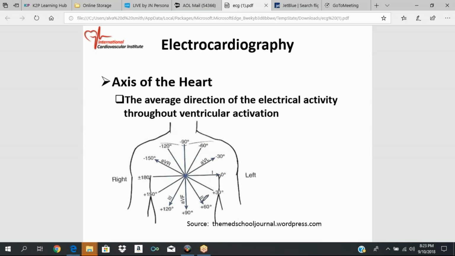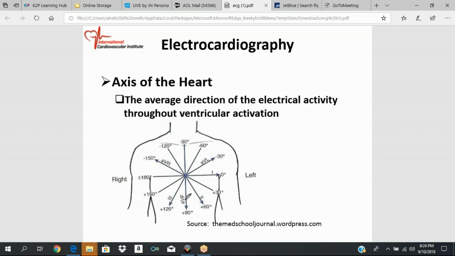Lead two subtends an angle of positive 60. Positive lead two is right here. Remember, we say anything below the horizontal is positive, anything above the horizontal is negative. So this is positive lead two, which is 60 degrees. So if you go to the opposite side, still lead two, but it becomes now negative lead two. And negative lead two is minus 120. Okay? Minus 120.